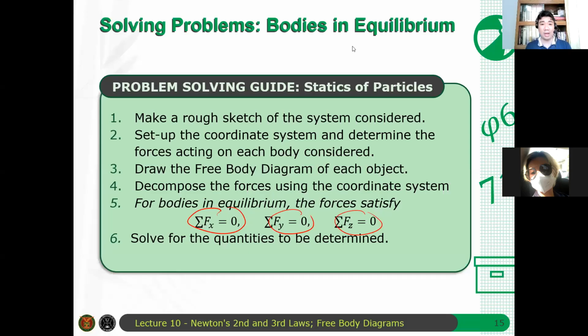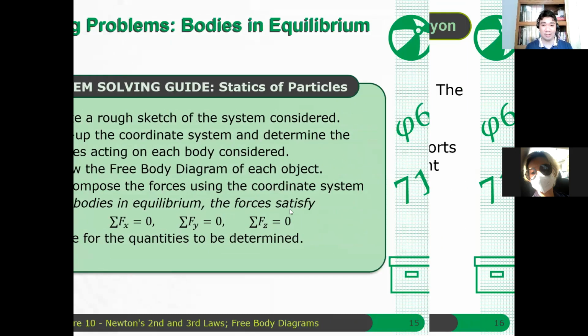Now we're done with giving you some tips in solving these problems. Let's actually solve a problem. Okay, so there's the first problem.